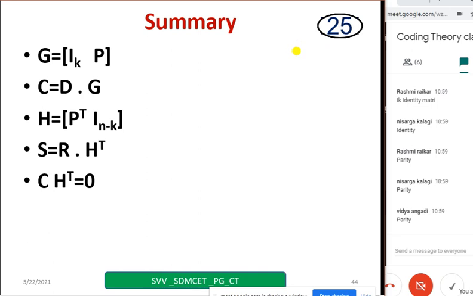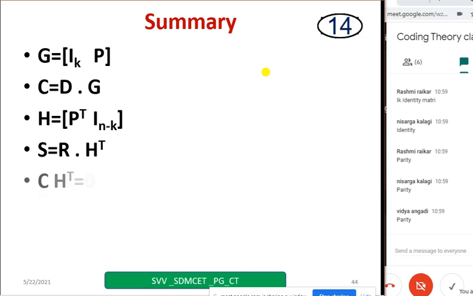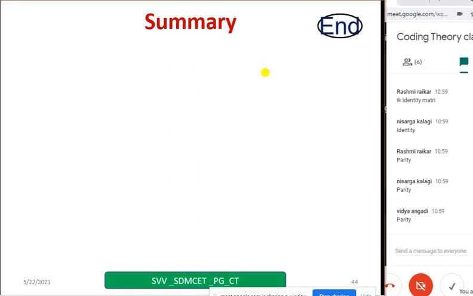Hope all of you are remembering. If I tell something, the equation you will type in the chat box. Take another 10 seconds and read it twice or thrice. No need to write H transpose, you can write HT in the chat box. Okay, let us revise. C equal to, can you type in the chat box? C equal to. Okay, Nisarga, D G. And H equal to. H equal to. Okay, P transpose I, correct.